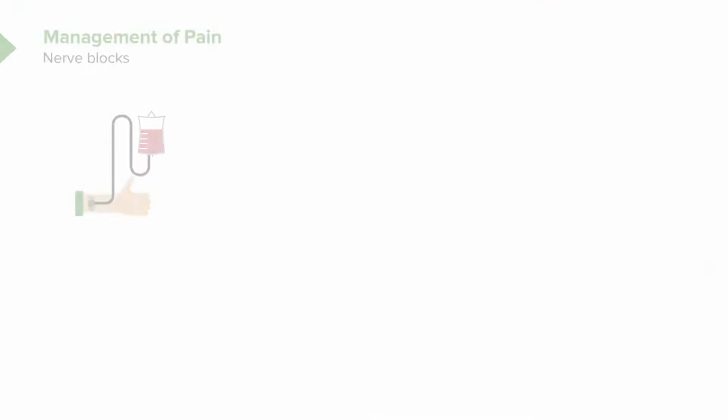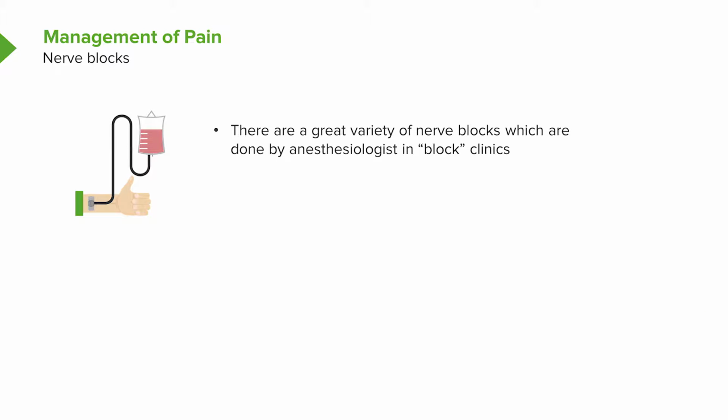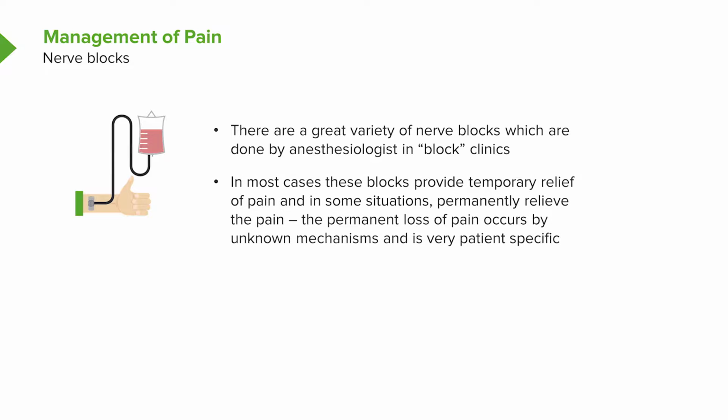So they are used really just as a test to see if you can get rid of the pain rather than a treatment. Nerve blocks, there's probably 50 different nerve blocks which are done by anesthesiologists in block clinics to reduce pain. Some of them work quite well. None of these blocks produce permanent relief, but they can produce temporary relief in some situations and permanently relieve the pain in some situations, and we don't know why. So most of the time it's a temporary loss of pain. In a rare situation, the pain goes away and never comes back. We have no idea why that happens.